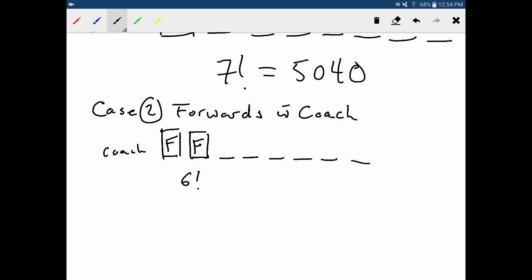Now, the one thing that we have to remember is that we could switch the order of the forwards. We didn't say which one comes first. So for each of these scenarios, there's 2 possibilities, so we're going to have to multiply by 2. This is the order of the forwards. And so this will give us 1,440 more possibilities.